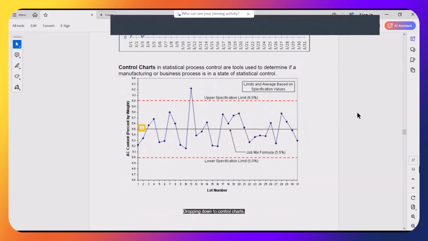Dropping down to control charts, it's very similar to the run chart, except there are upper and lower specification limits as well as a median. And this is useful in a manufacturing sense because we can see at a glance that one of the lots down here on the bottom exceeded the upper specification limit. And as a result, if we're manufacturing widgets, we could go back in and look at that lot and make sure that the specification limit that was exceeded didn't impact too greatly the lot of widgets that we manufactured. And if it did, then we pull them.